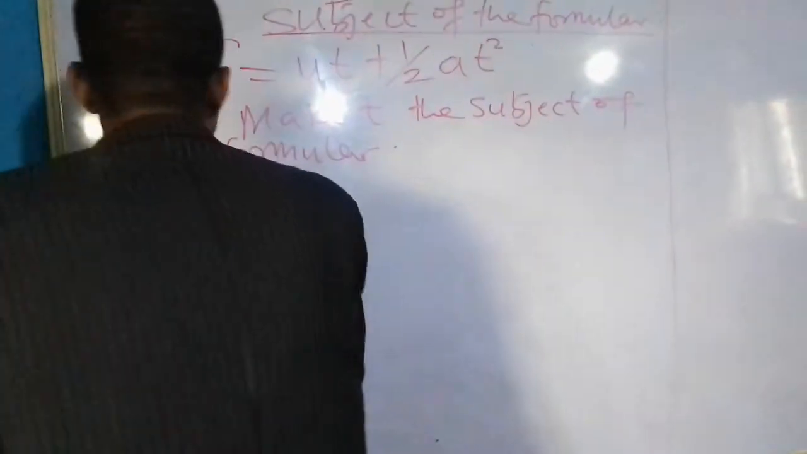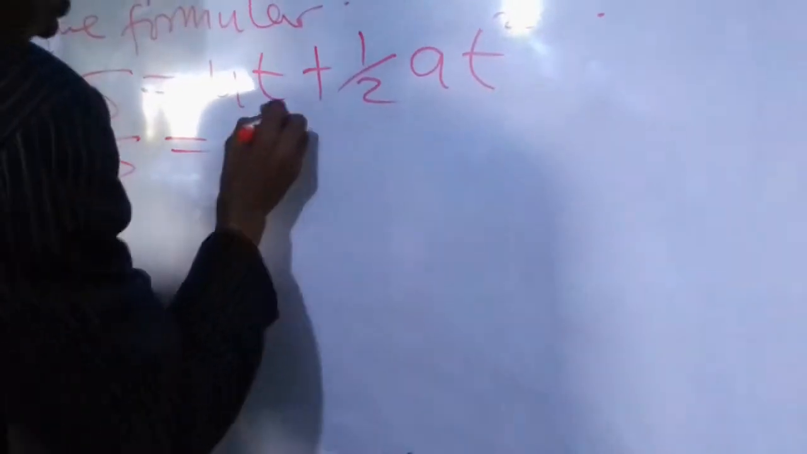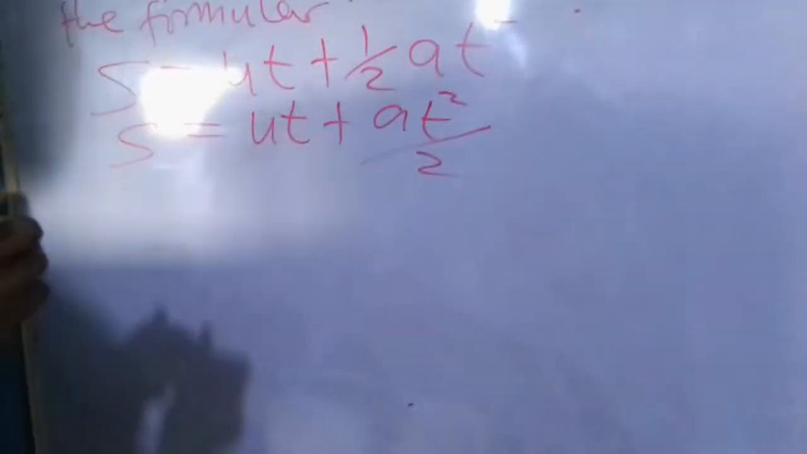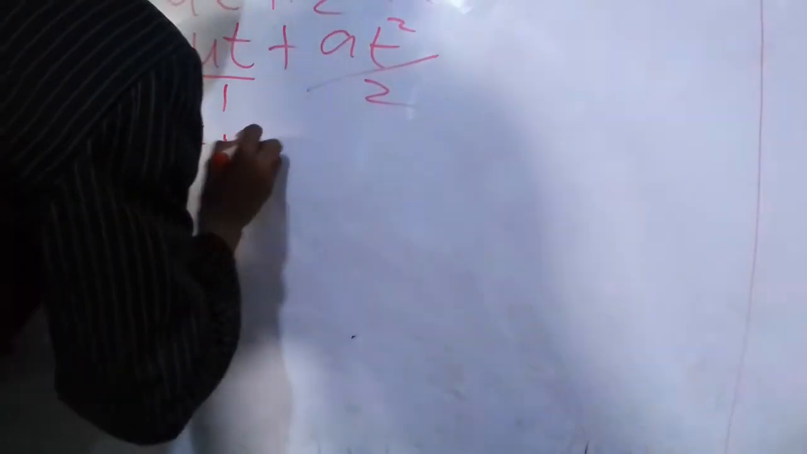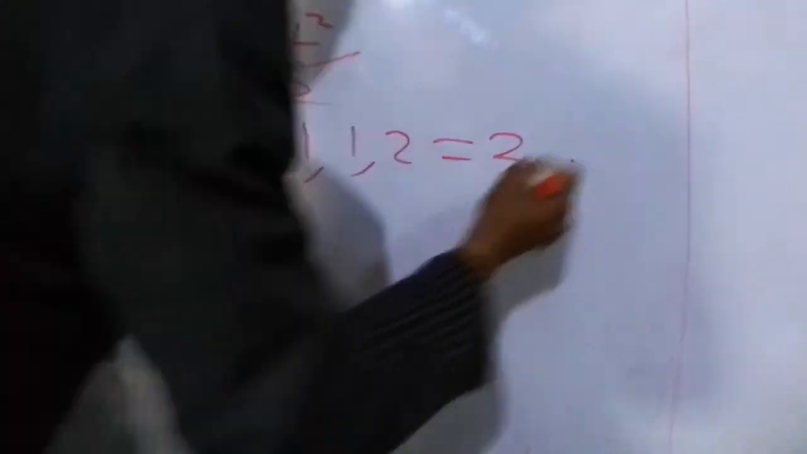By having S is equals to UT plus half AT squared, this is the same thing as S is equals to UT plus AT squared all over 2. Then when a number stands on its own, it's the same thing as over 1. Find the LCM. This is over 1. LCM of 1, 1, 2 is equal to 2.